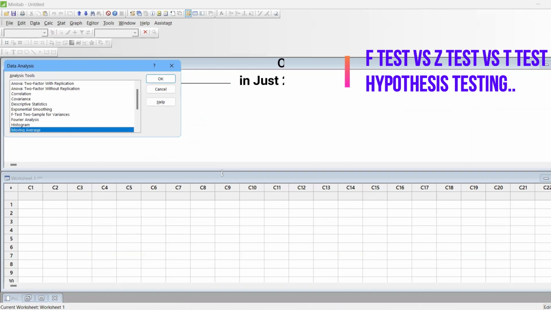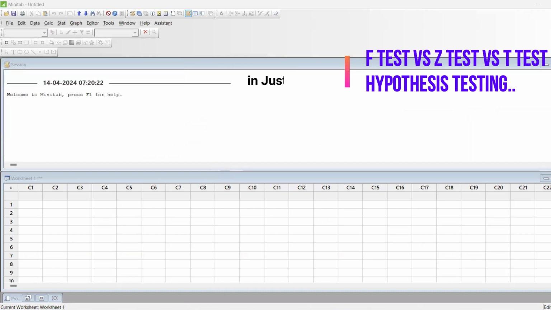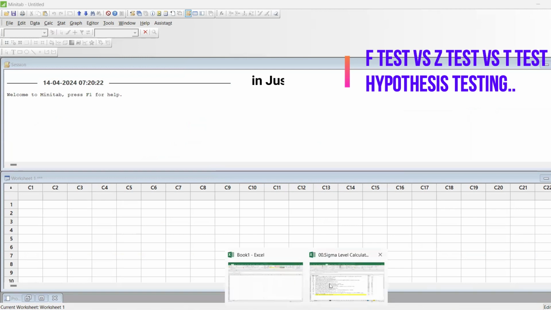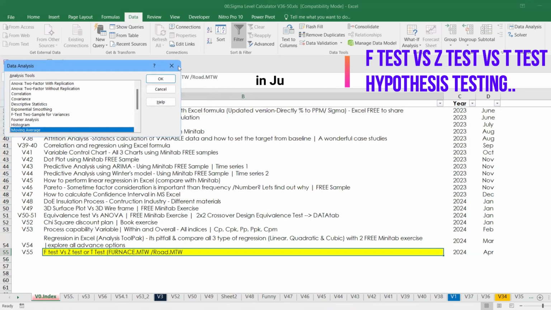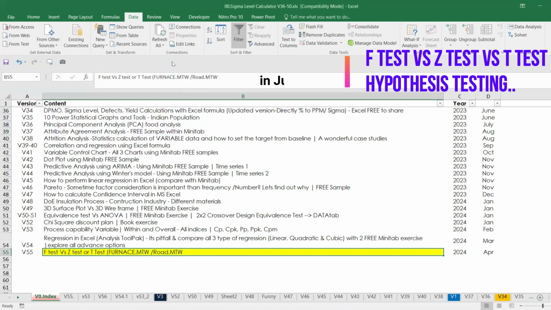Similarly, the last one is the T test. T test is meant to find out whether the means are significantly different or not, right? All these tests come from the hypothesis family. We are going to do many examples using the sample data given in Minitab.